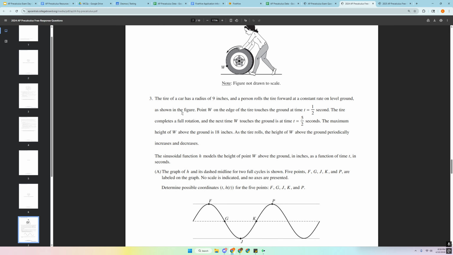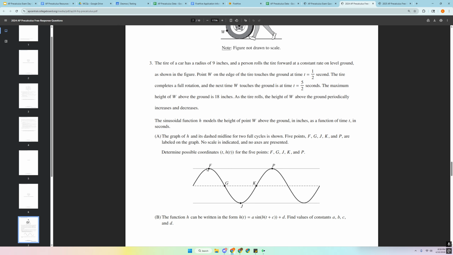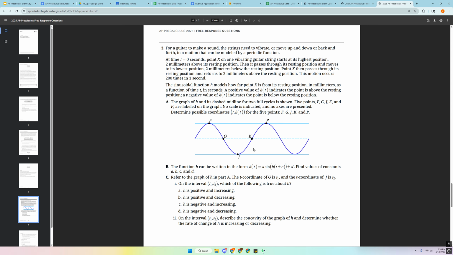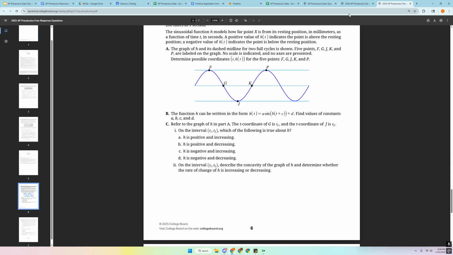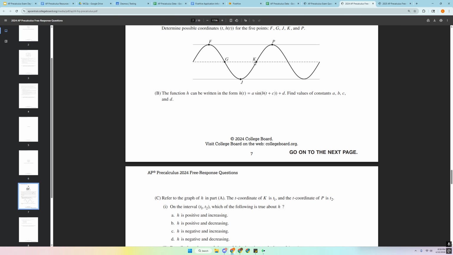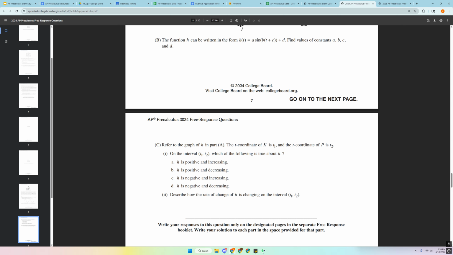The first one is just using this data to find your maximums, minimums, and midlines. Part B was using those points to make an equation. So your plus D would be where your G and K are. And A would be your amplitude from F to G, and so on. It's similar for both of them. And in part C, you'd be looking at, for example, K and P, and you would talk about if it's positive and increasing, etc. And you talk about how it's changing.